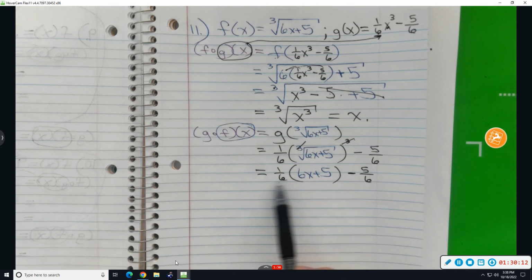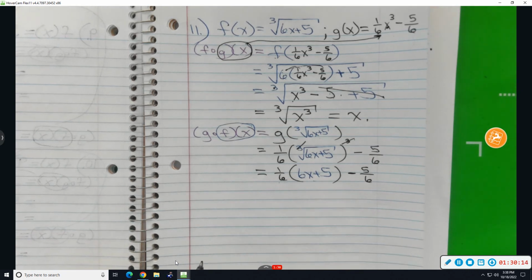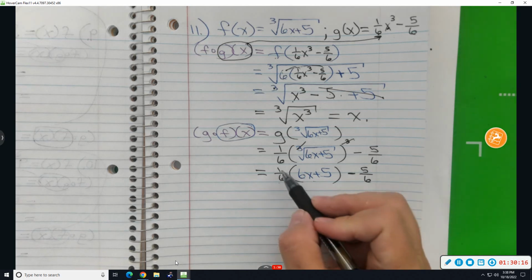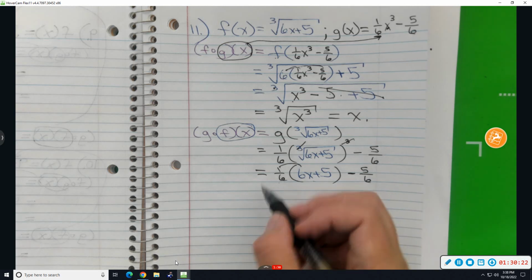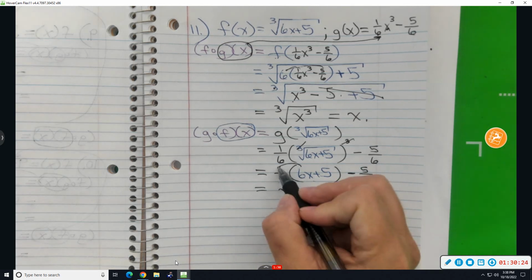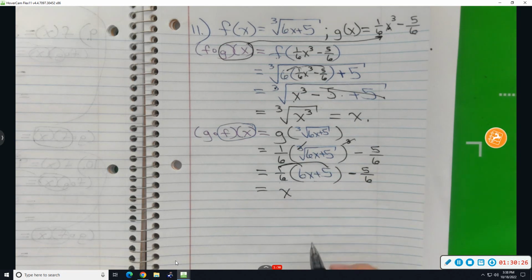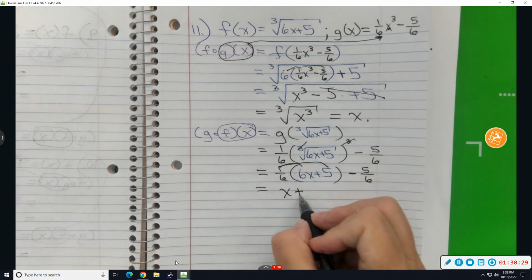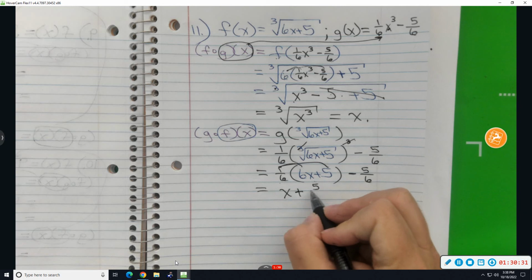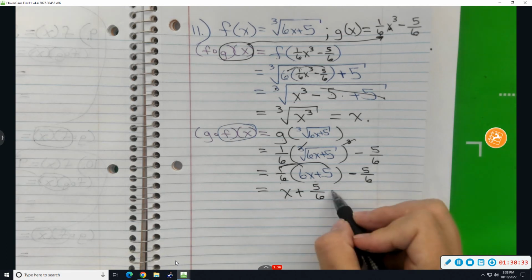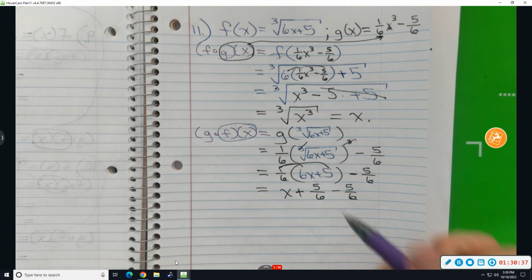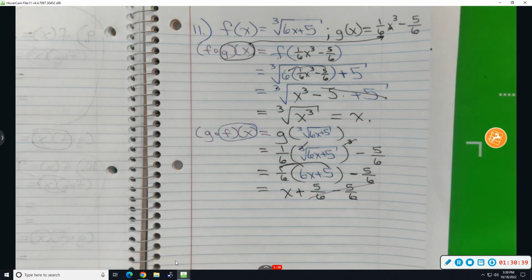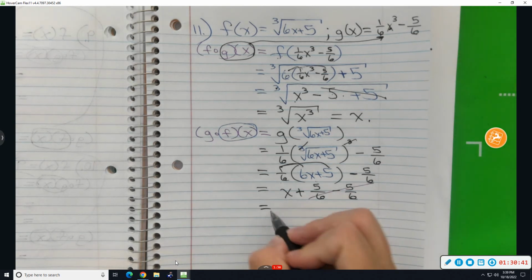We're going to have to distribute that 6, and I think it's going to work out real nicely. It'll be 6 over 6, so it's an x. 1/6 times positive 5 is going to be positive 5 over 6. Positive 5 over 6 minus 5 over 6, so it would just be x. So they're gone, leaving us just with x.